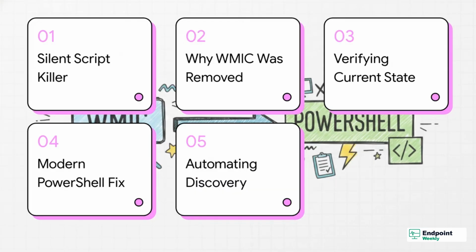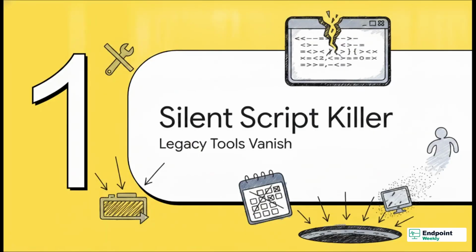So here's our roadmap for today. 1. The silent script killer. 2. Why WMIC was removed. 3. Verifying your current state. 4. The modern PowerShell fix. And 5. Automating discovery at scale. Let's dive in. Section 1.